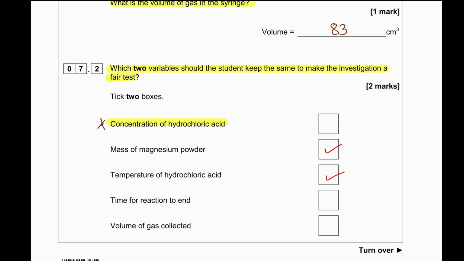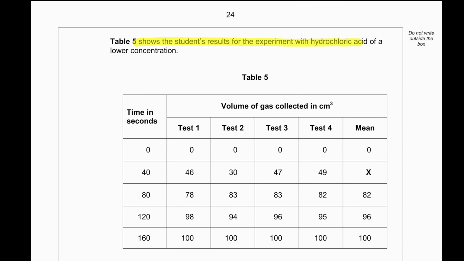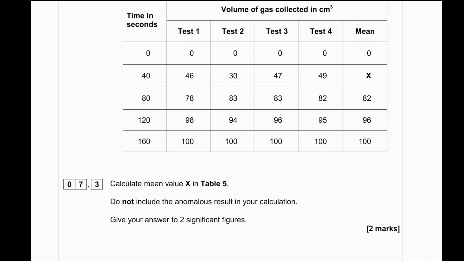Time for the reaction to end, volume of gas collected. These variables can't be controlled. They are the ones that we are trying to measure. Table 5 shows the student's results for the experiment with hydrochloric acid of lower concentration. We can see there were just 1, 2, 3, 4 results, and that the average was done. Calculate the mean value X in Table 5.